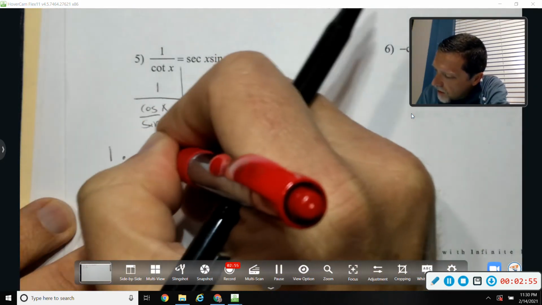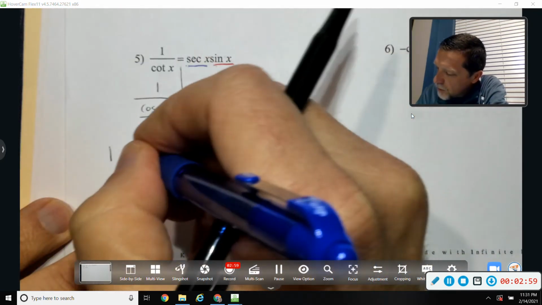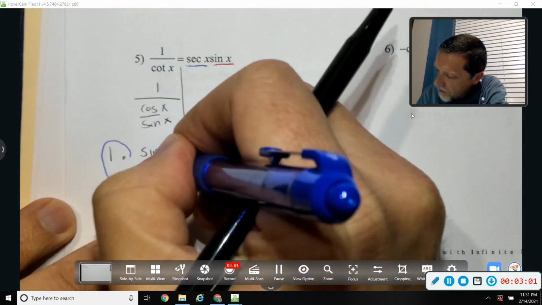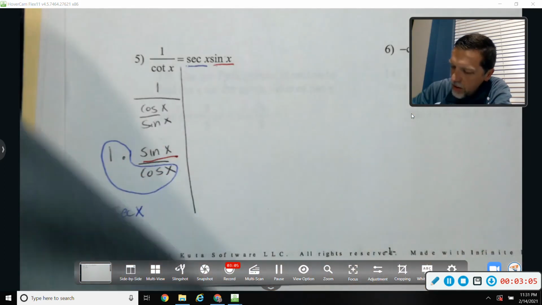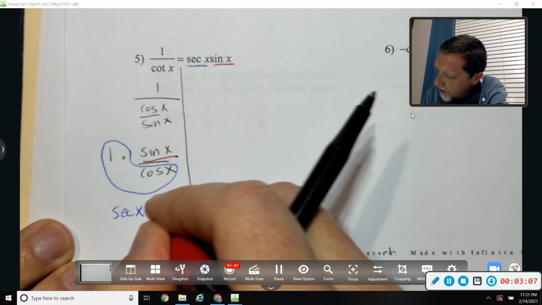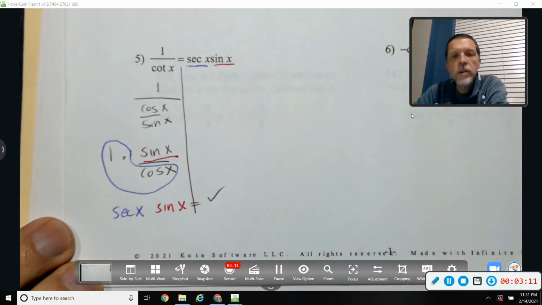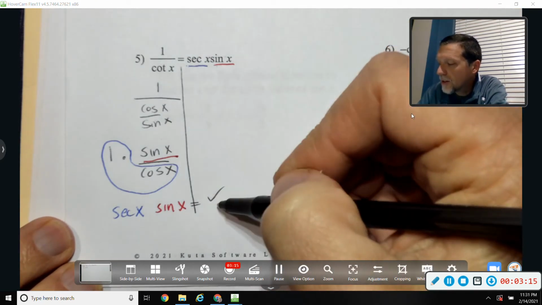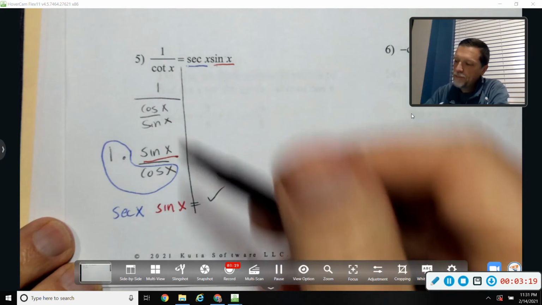Right, sine and sine. And then secant I know is 1 over cosine, so that's right there. 1 over cosine is secant of x. And sine of x can just stay as it is. And so it matches, and we're good. Again, that one you definitely could have worked on the other side and landed at 1 over cotangent. So either way.